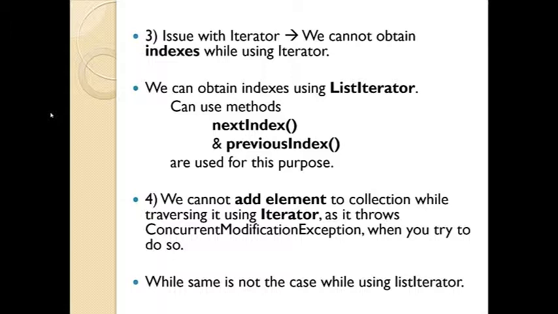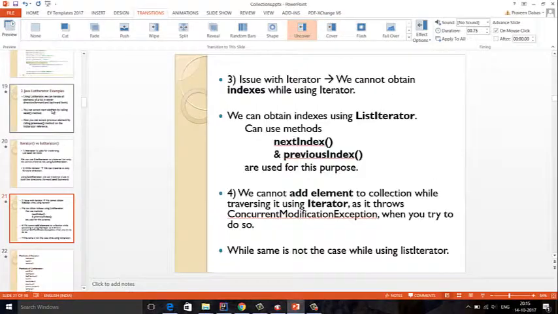We cannot add an element to a collection while we are traversing it using an Iterator, as it will throw a ConcurrentModificationException. It will not allow me to change the underlying data structure, the underlying set or the list. This is not the case with ListIterator. We'll revisit this; we can start writing some code and test it.